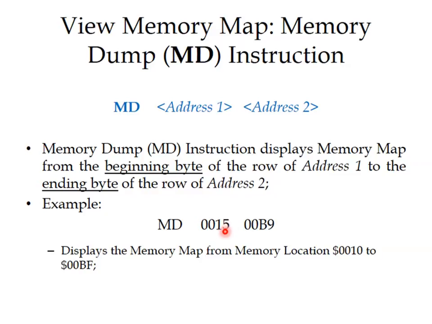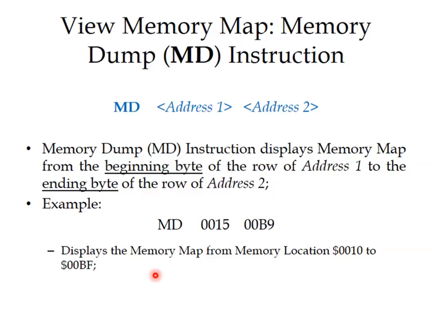Even if you said, okay, show me from 0015, it will actually show you from 0010. Do you see the catch? Even if you are writing 0015, it will start from 0010 because that is the beginning of the row. Then you said, show me up to 00B9, but your microprocessor will complete the whole row where the row ends.